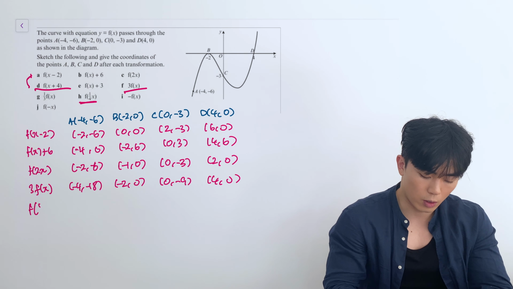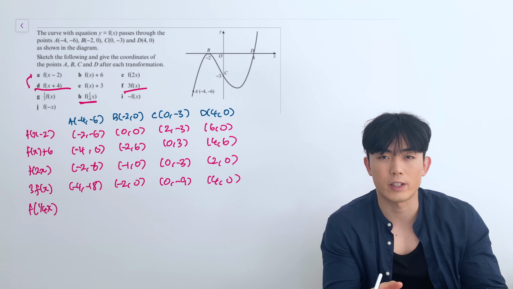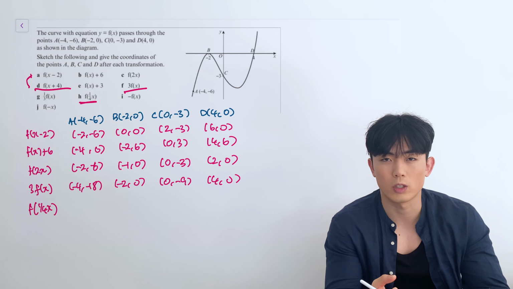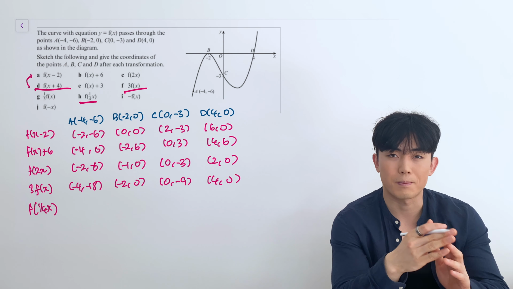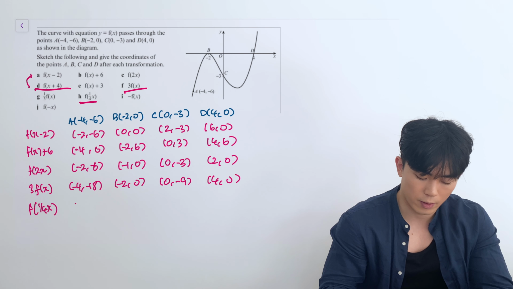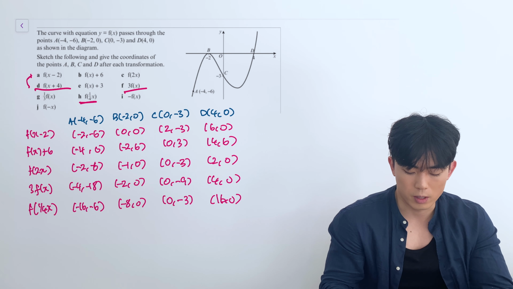Maybe you can try this one here. f of a quarter x is inside the bracket. It affects the x values and does the opposite. So rather than times a quarter, you divide by a quarter, which is the same thing as multiplying by 4. So it's going to expand by a scale factor of 4. So (-16, -6), (-8, 0), (0, -3), and (16, 0).